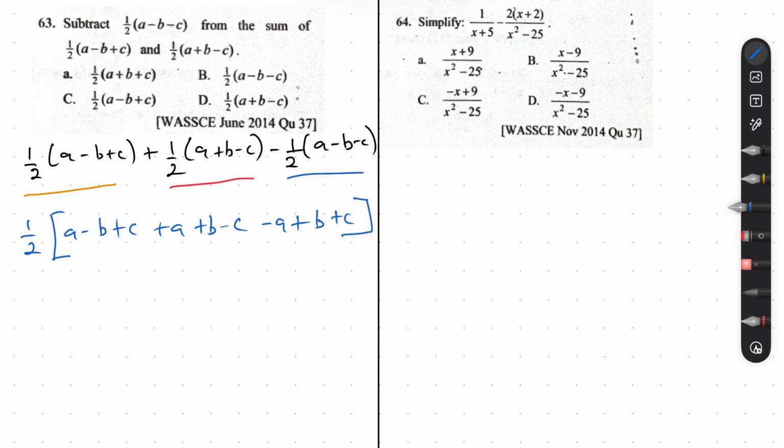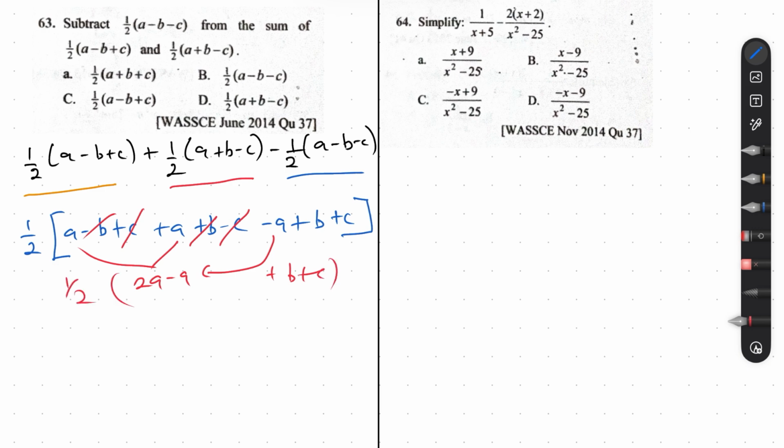Now we just need to simplify. Negative b and positive b will cancel each other because of subtraction and addition. Positive c and then negative c also goes. So now we are left with what? This is a plus a, 2a, and then on the other side we have another minus a over here, so minus a. Then plus b plus c, all multiplying 1 over 2.